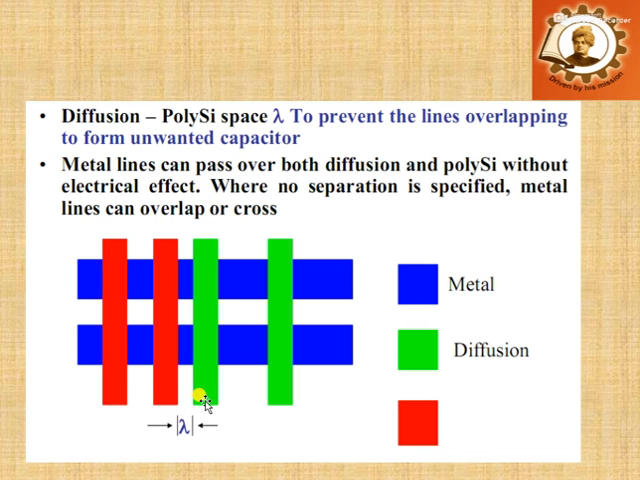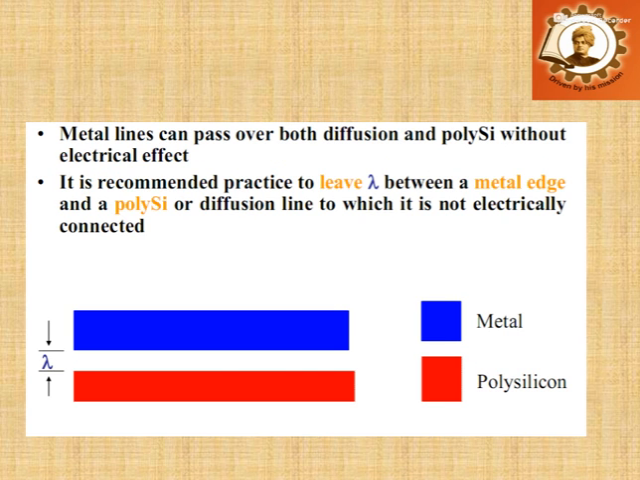Here we have poly space: diffusion to polysilicon space is lambda, to prevent the lines overlapping and forming an unwanted capacitor. Metal lines can pass over diffusion and polysilicon without electrical effect, so no separation is specified, and metal lines can overlap or cross. This is shown in the figure, and it is recommended practice to leave a lambda between a metal edge and a polysilicon or diffusion line to which it is not electrically connected.